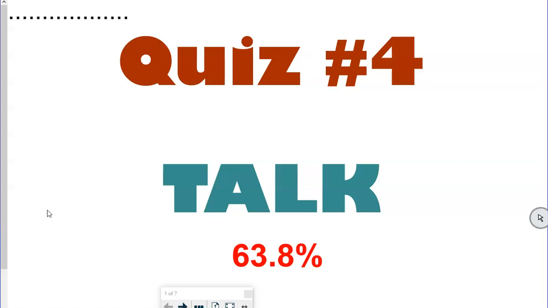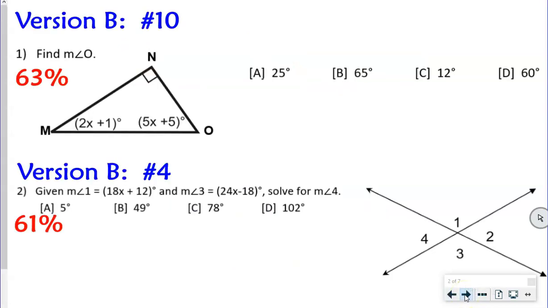So the quiz for talk today. The overall average was 63.8. Not so grand. However, it is what it is, and we're going to move forward and hopefully do better on the test, which is on Thursday. Don't forget. Okay, so first question was find the measure of angle O.